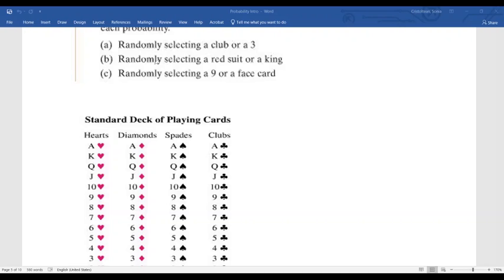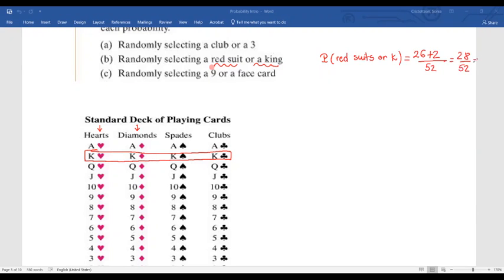The next question is finding the probability of selecting a red suit or a king. Let's just take a look at red suit. We have 2 red suits right here, and we have 4 kings. If you count all the possible outcomes for this, you see that you actually have 26. Half of the cards are red. So 26 plus the 2 kings that are not red. So you will actually have 28 divided by 52. And that will simplify to 7 over 13.